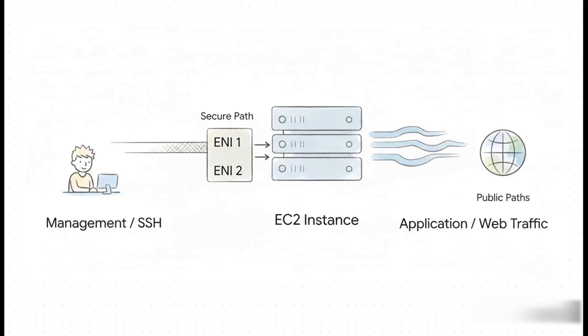So here, ENI 1 is for your management traffic. It's got a super strict security group that only allows access from your internal admin network. Meanwhile, ENI 2 handles all the public application traffic open to the world on the web ports. It's a fantastic way to isolate different kinds of traffic on the very same machine.